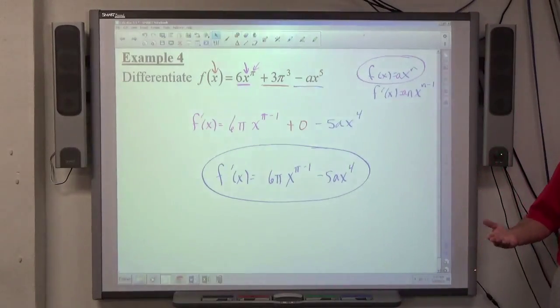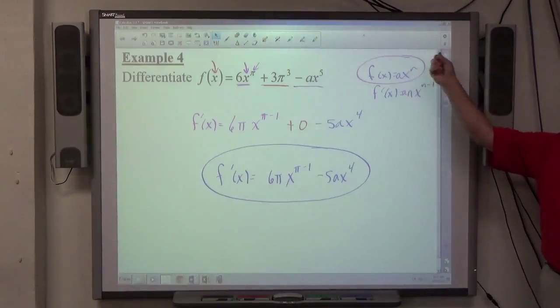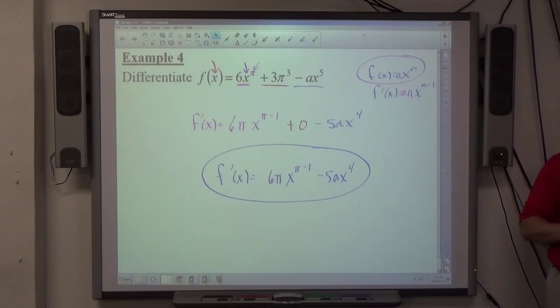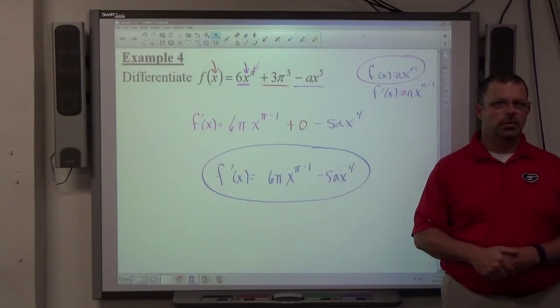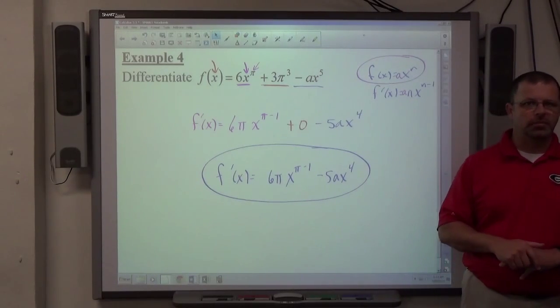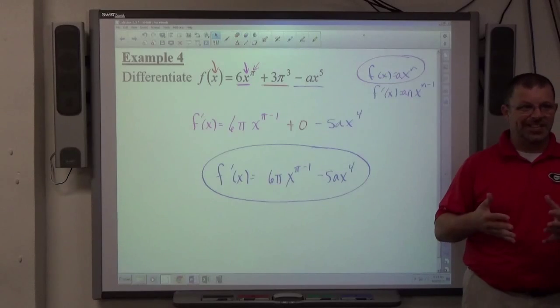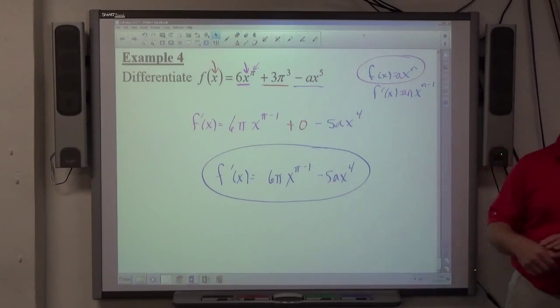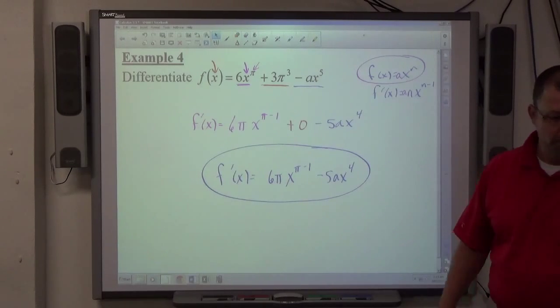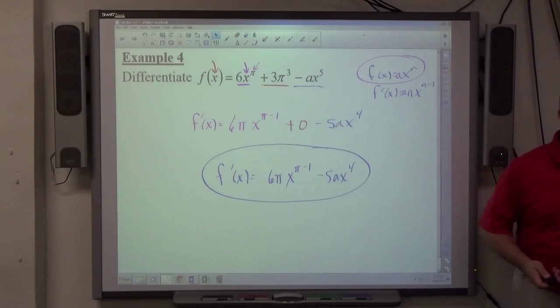If you have proper structure, in other words, something times x to a power, you're ready to go. If you don't have proper structure, then you need to use algebra to modify the structure first and then apply the power rule. All right? Everything in this first assignment is going to use the power rule at some point, but a lot of the problems have to be modified before you can. And the next problem will really deal with that more than this one did.